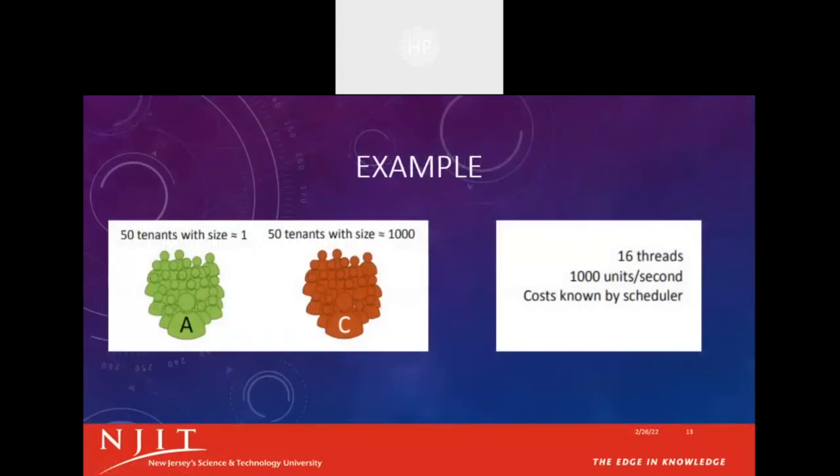So in the first experiment, we will examine 2DFQ for a synthetic workload with known costs. We have 50 small tenants like tenant A, all submitting requests with a size of approximately one, sampled from a normal distribution, and we have 50 large tenants like C with cost approximately 1,000, also sampled from a normal distribution. The tenants share a server with 16 threads where each thread can process 1,000 requests per second. Running these workloads, let's look at the throughput or service rate over time for one of the small tenants.